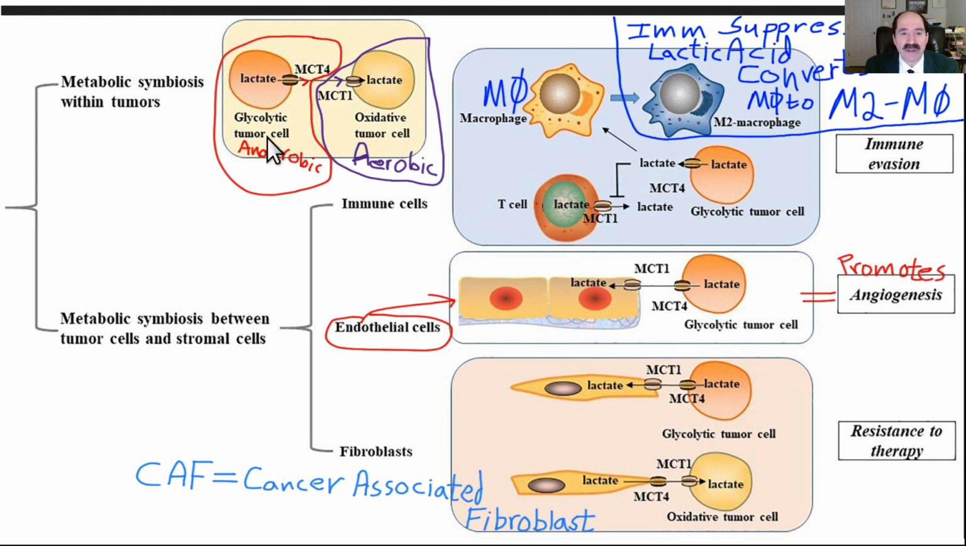The point being is the glycolytic or anaerobic tumor cell will send its lactate out, and some of that lactate, because there's going to be tons of it. Remember, a cancer cell takes up 100 times as much glucose as the other cells. Some of it will get sent to these cells, and they will be able to metabolize it, okay? Because it's just a 3-carbon molecule.